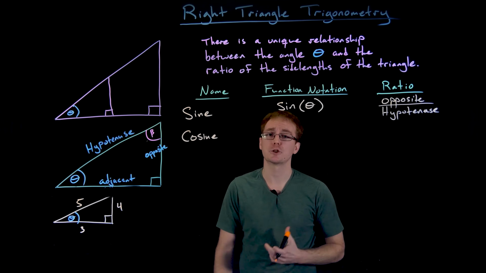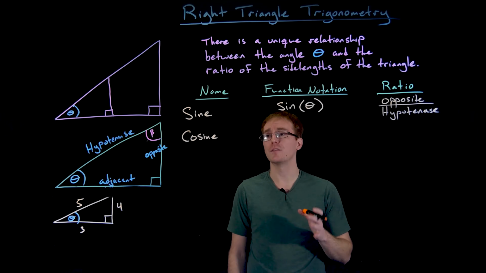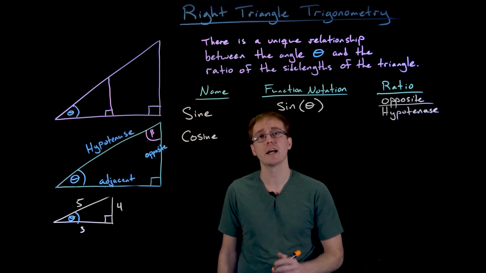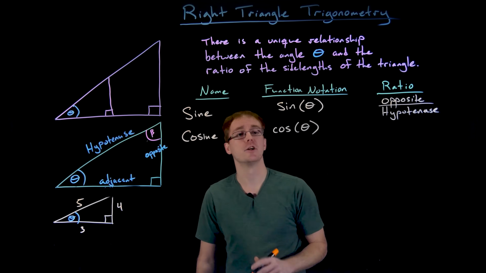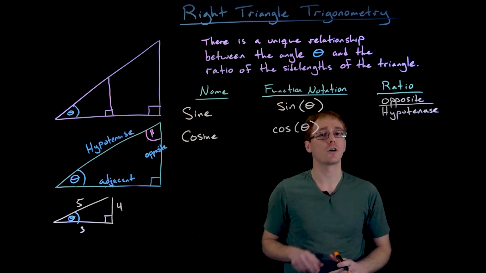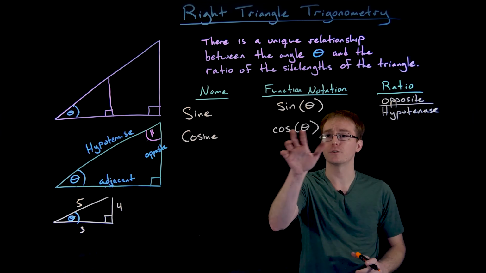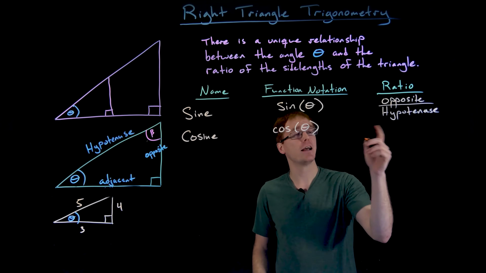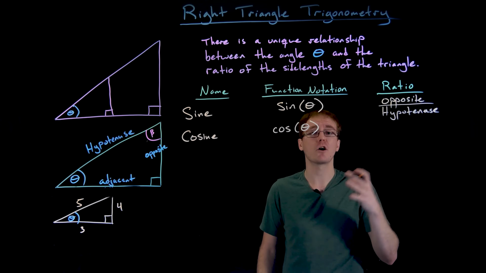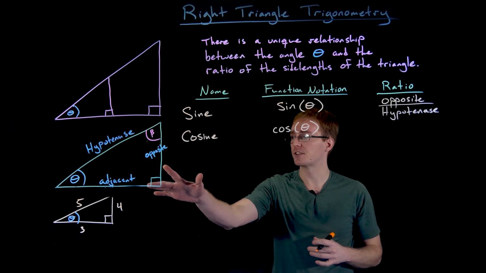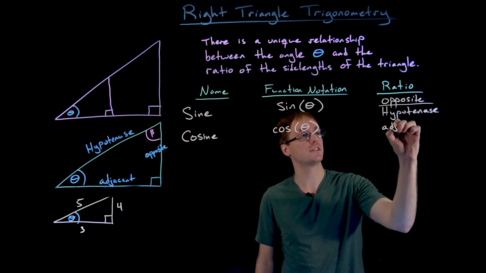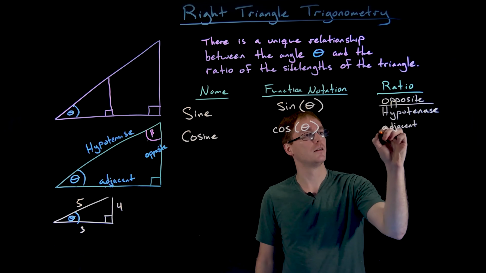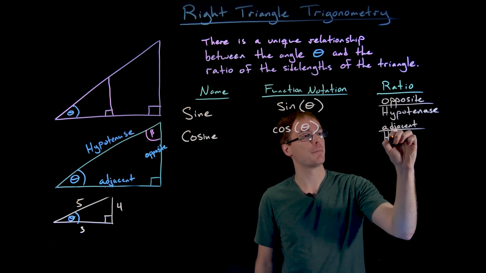Our next important trig ratio or function is called the cosine function or the cosine ratio. In our function notation, it's denoted as cos of our angle theta, or we read this as cosine of theta. And the ratio definition of our cosine function using side lengths in a right triangle is that the cosine function is the adjacent side length divided by the hypotenuse.